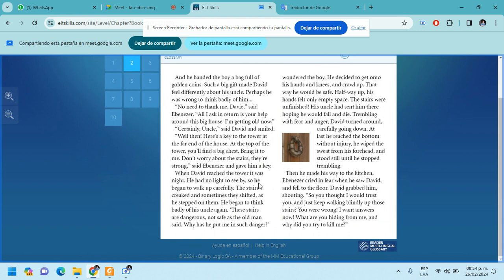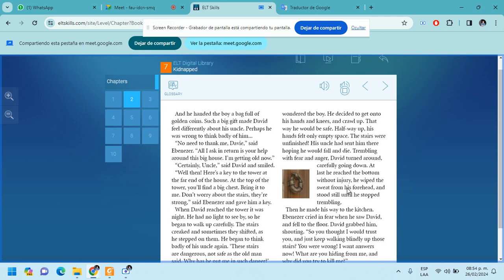Well, then we have an incident with a chest. No le pide que traiga un cofre, no? De un lugar peligroso, dangerous. And he tried to kill me, you know, what says, no? What are you hiding from me, and why did you try to kill me, he says to his uncle, no? Okay?